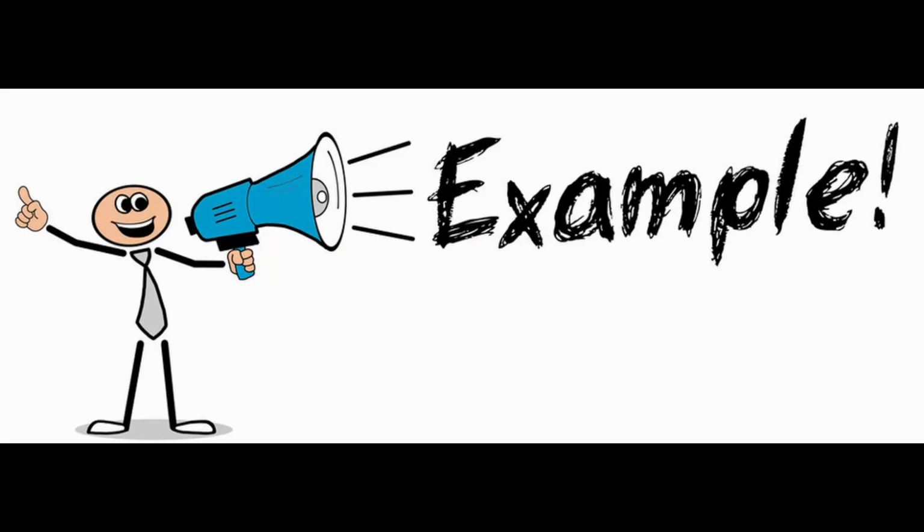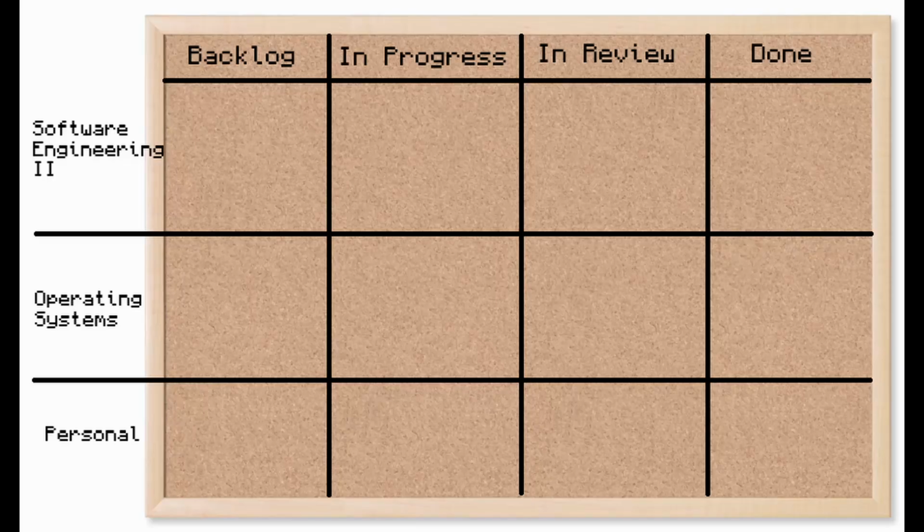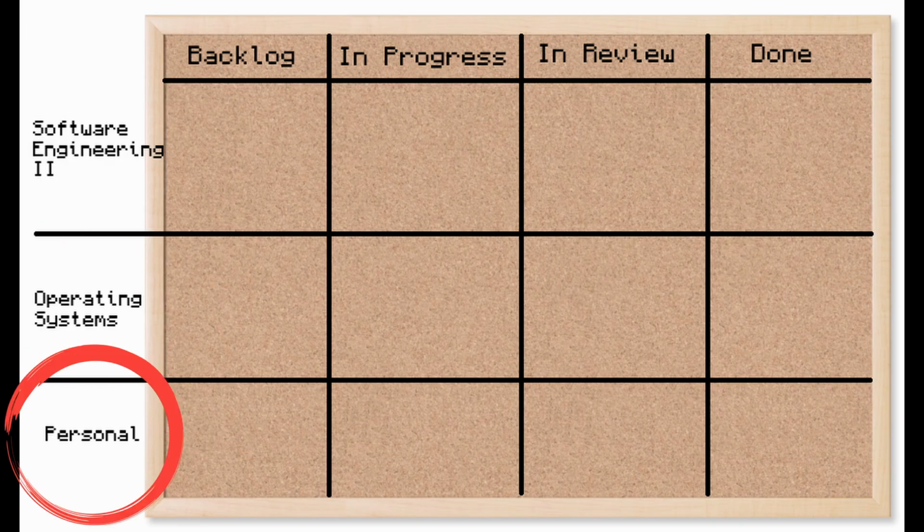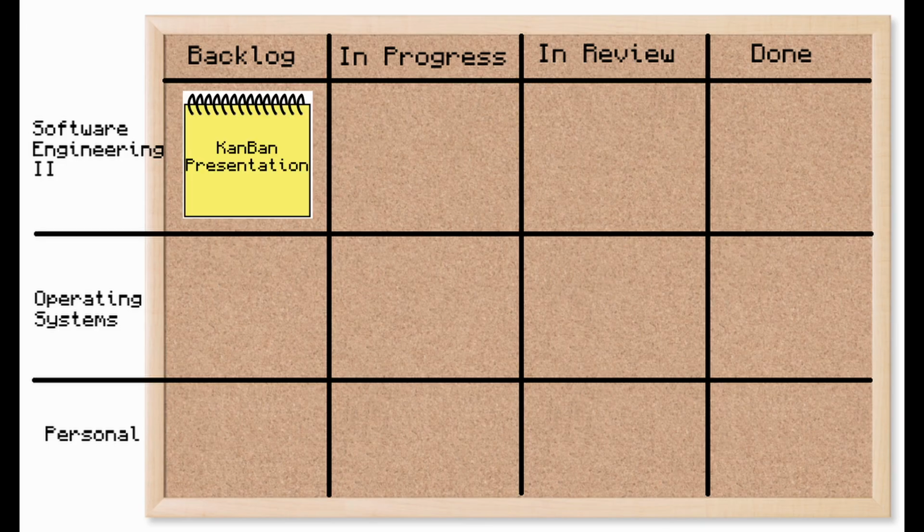Now, let's do a little example of a Kanban board. This board will be for the tasks I personally really need to do today. As you can see, we have our 4 columns as described before, and I went ahead and broke down this Kanban board into 3 lanes: one for software engineering 1 tasks, one for operating system tasks, and one for personal tasks that I need to do. I'll go ahead and now add all my tasks for the day.